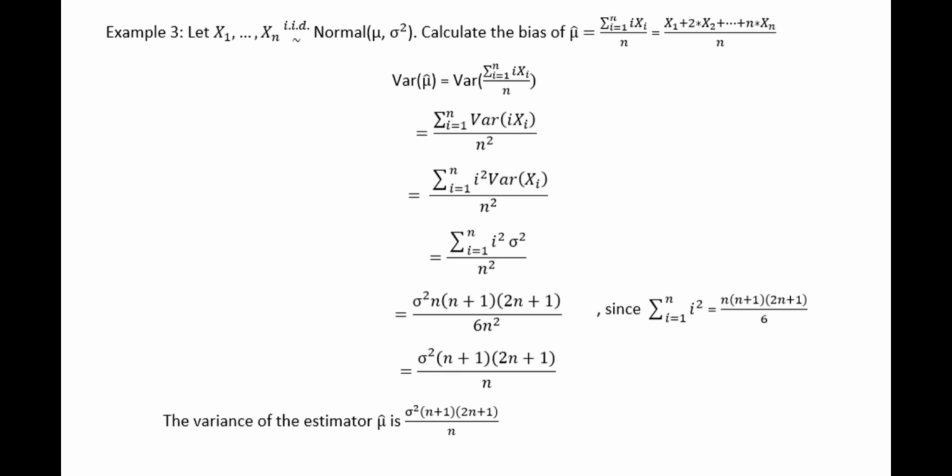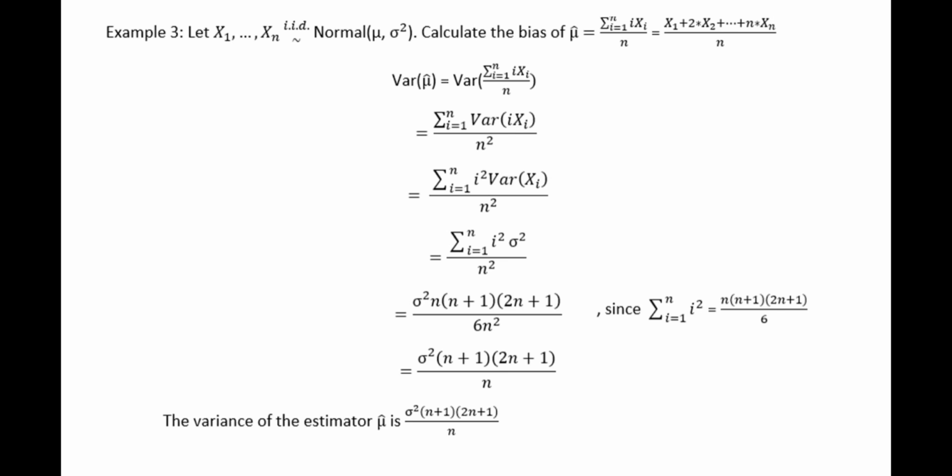And since the variance of any X is sigma squared, we have the variance as the sum of i squared times sigma squared from i equals 1 to i equals n. Since the sum of i squared from i equals 1 to i equals n is n times n plus 1 times 2n plus 1 over 6, we can further simplify the variance as sigma squared times n plus 1 times 2n plus 1 over n.